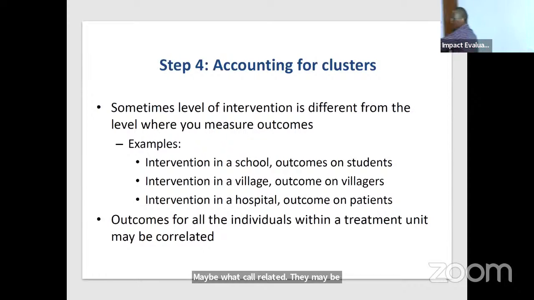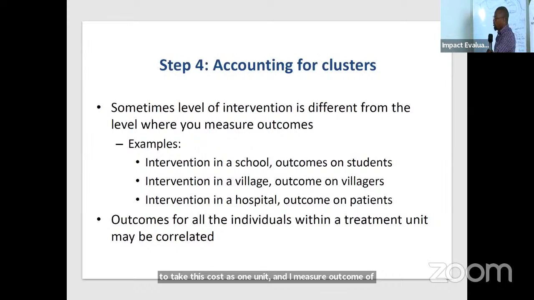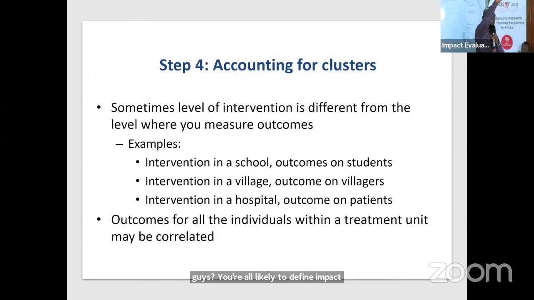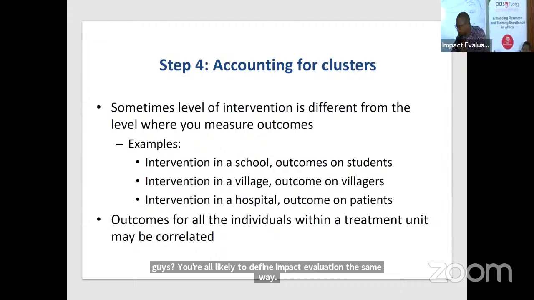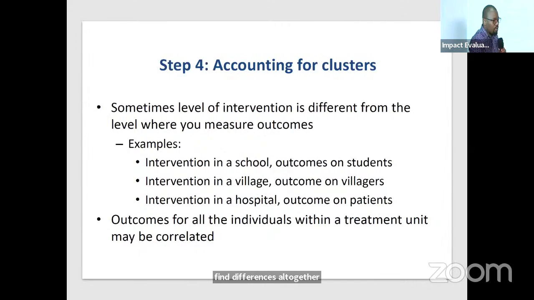So if I take this class as one unit and I measure the outcome of your understanding, you are defining impact evaluation, you are going to say the same thing because you look similar, you have gone through the same training. Are we together? You're all likely to define impact evaluation the same way. But if I take another class that I didn't teach, I could find differences. Are we together? So we need to account for clusters.